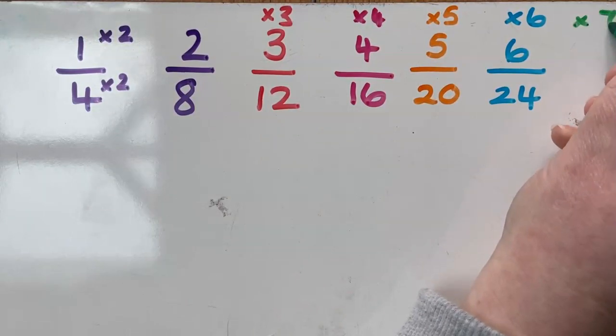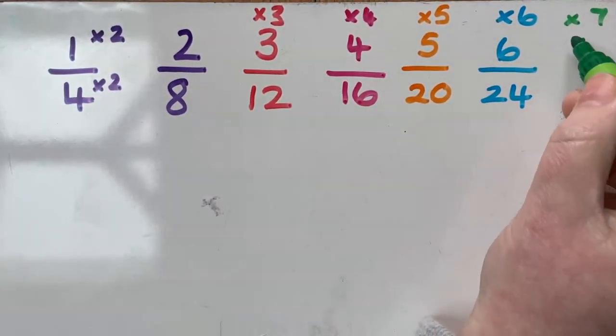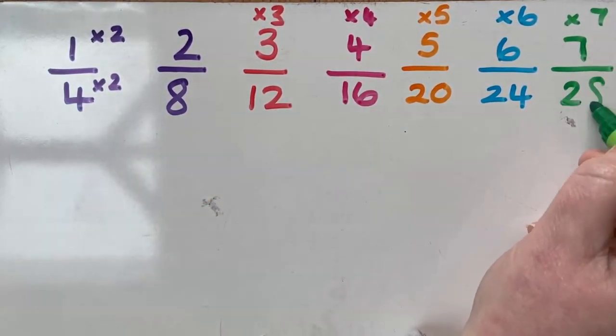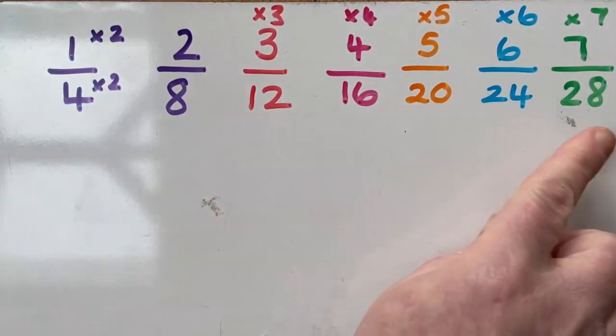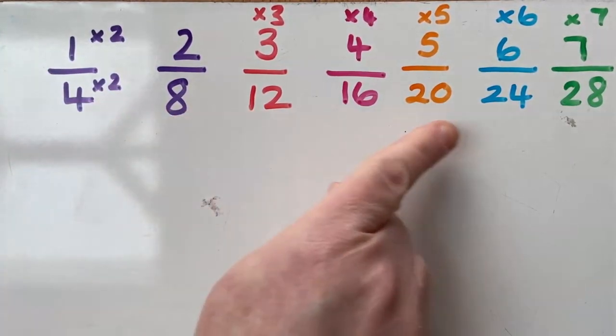I'll just end up with, I'll do multiplied by 7. 1 lot of 7 is 7, so your numerator is 7. 4 7s are 28. So this is another way for you to be able to identify equivalent fractions by multiplying the numerator and the denominator by the same amount.